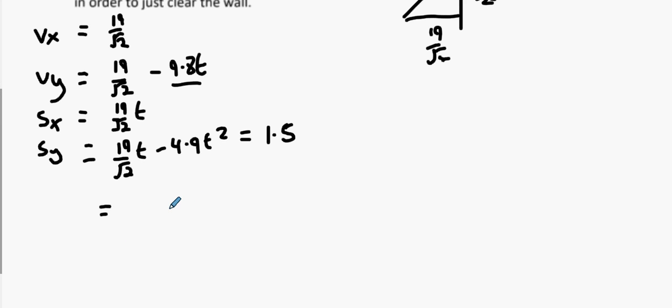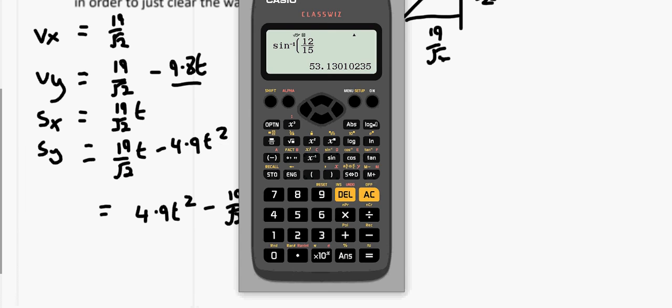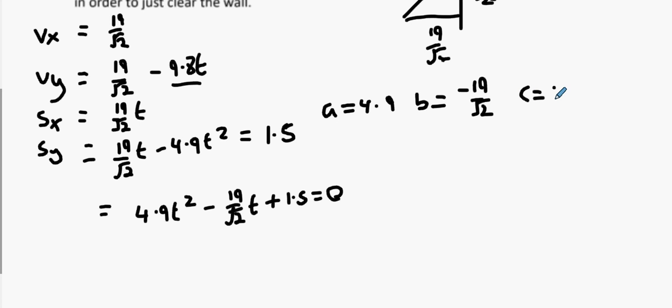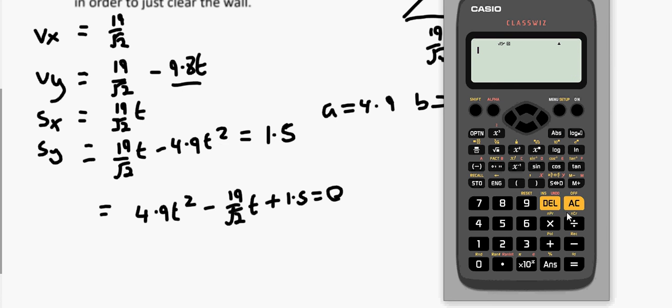So I'm going to get 4.9 t squared minus 19 over root 2 t plus 1.5 equals 0. Now I'm going to use the minus b formula. Nice, this is going to be grim. A is 4.9, b is minus 19 over root 2, and c is 1.5. Now I'm expecting two legitimate answers here. That's my plan, two legitimate answers.